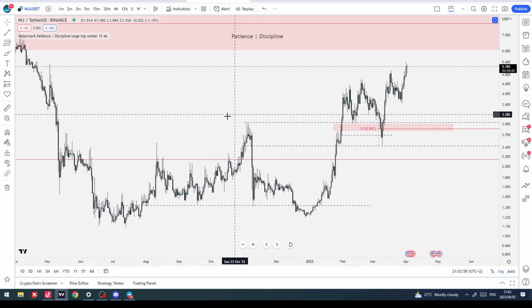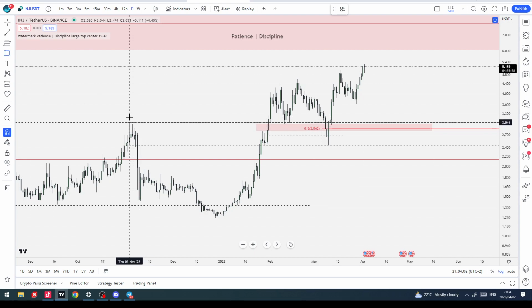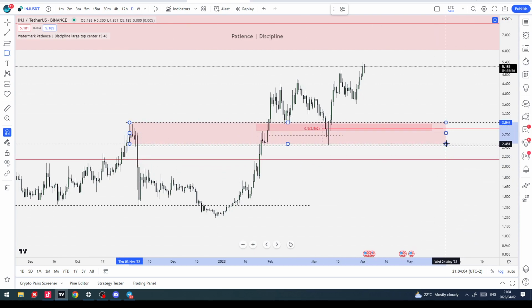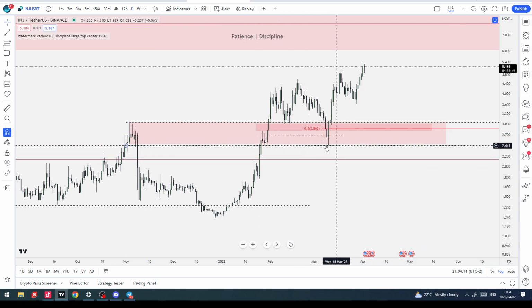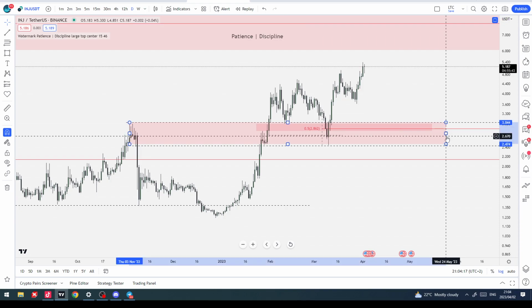Again, old highs being broken become fair value for buying a breaker block. So you have this entire zone here as a breaker. You can see how price has sort of respected it. Not a fan of breaking through the breaker blocks here, but this is a breaker.